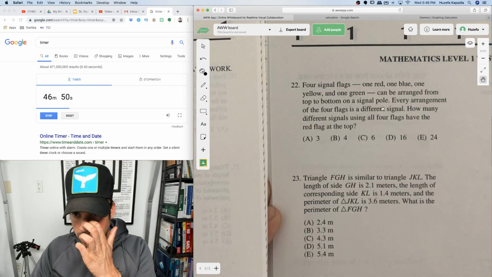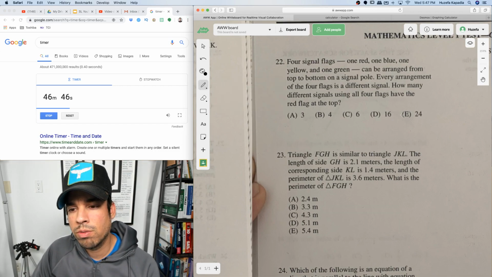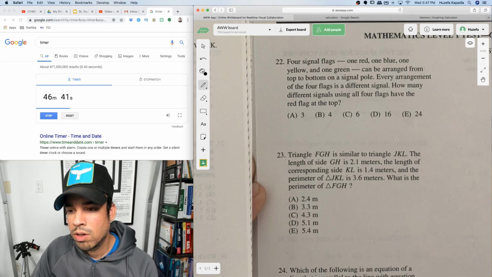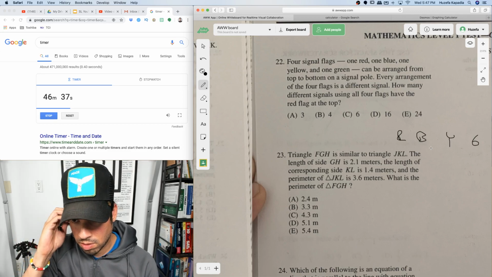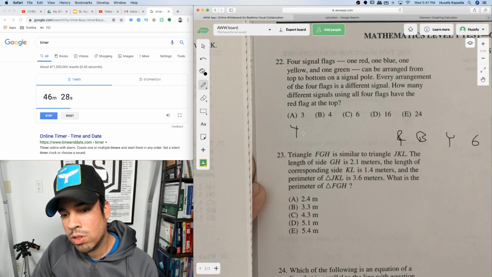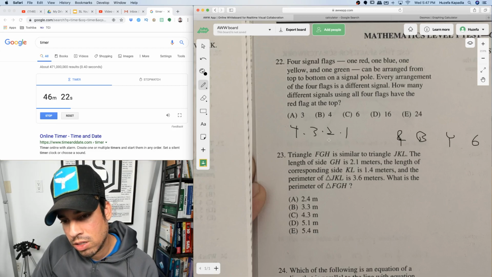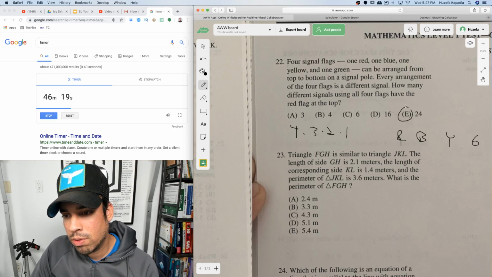All right, next, 22. Four signal flags, one red, one blue, one yellow, one green, can be arranged from top to bottom on a signal pole. Every arrangement of the 4 flags is a different signal. How many different signals using all 4 flags are possible? This is a permutation. It's 4 times 3 times 2 times 1, because we have 4 options for the first spot. Then once we select one, we have 3 options for another spot, then 2 options, then 1, and it's 24.